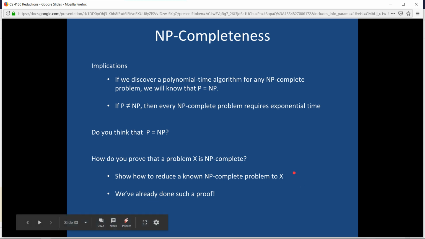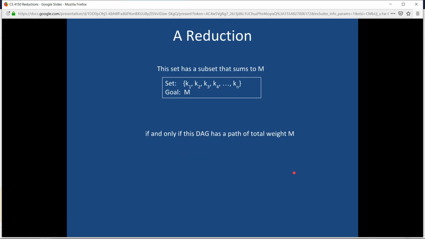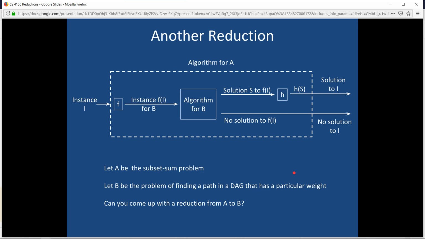So, we've already done a proof of NP completeness. If I back up here, right here, the subset sum problem is NP complete. And we showed how to reduce subset sum to this DAG half length problem. So what did we prove about the DAG half length problem when we showed there was a polynomial time reduction? It's NP complete. We reduced a known NP complete problem to a candidate NP complete problem. If you can do that, you prove the candidate's NP complete.